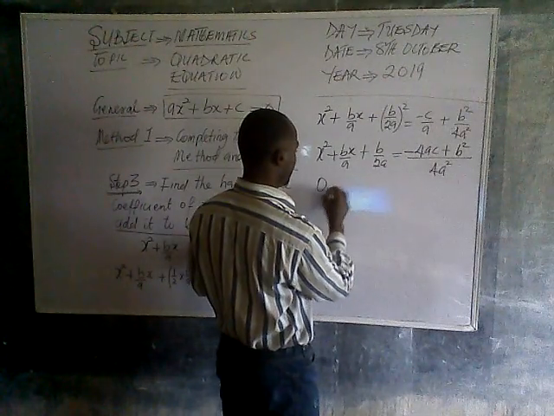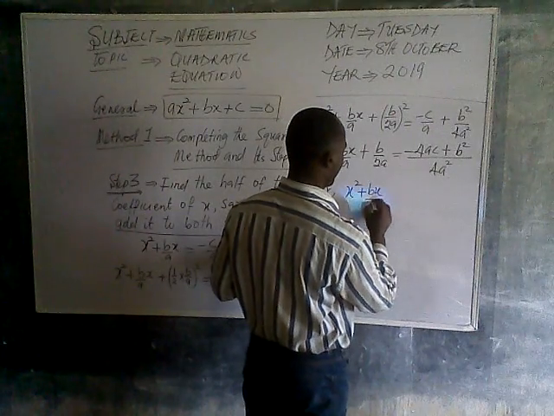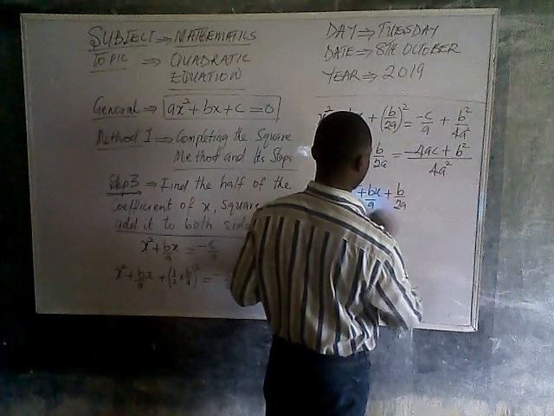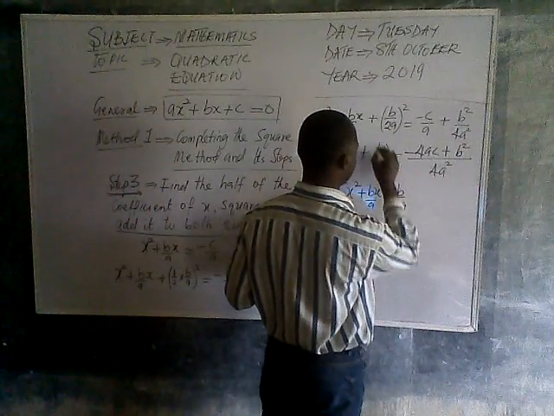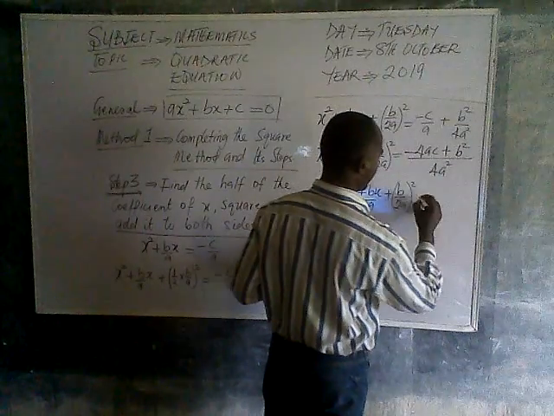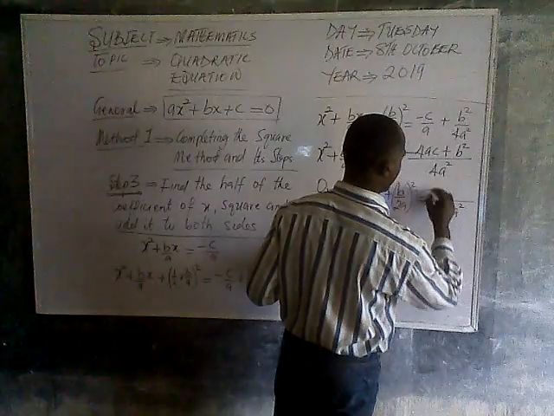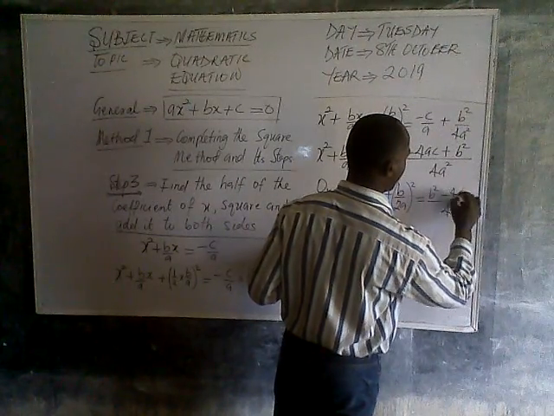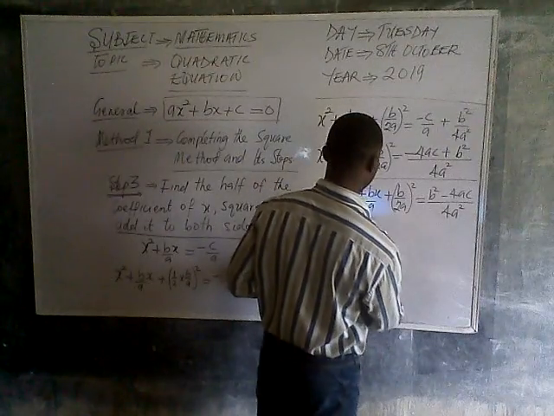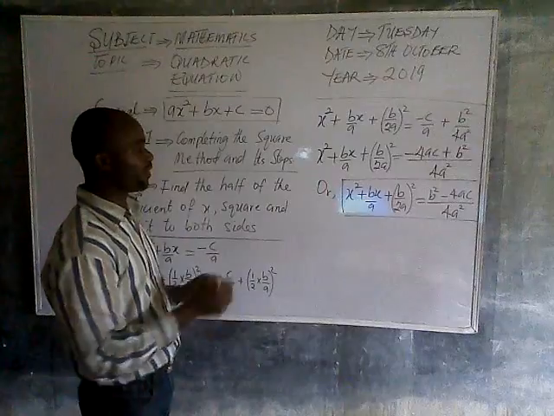Or we can still rewrite this as x squared plus bx over a plus b over 2a. Remember, here should be squared, please. Also, here should be squared. This is equal to b squared minus 4ac over 4a squared. Okay, so this is the last point of the instruction on step 3.